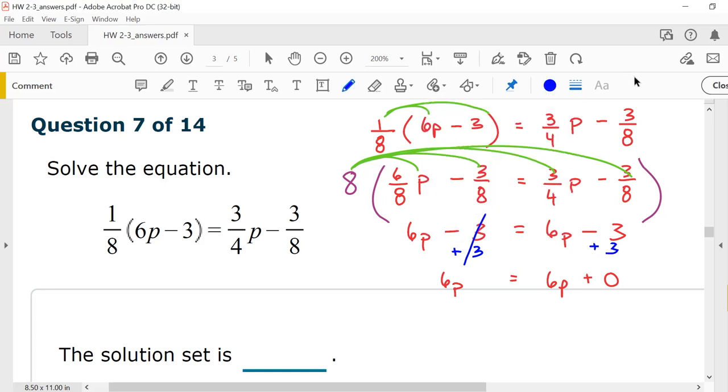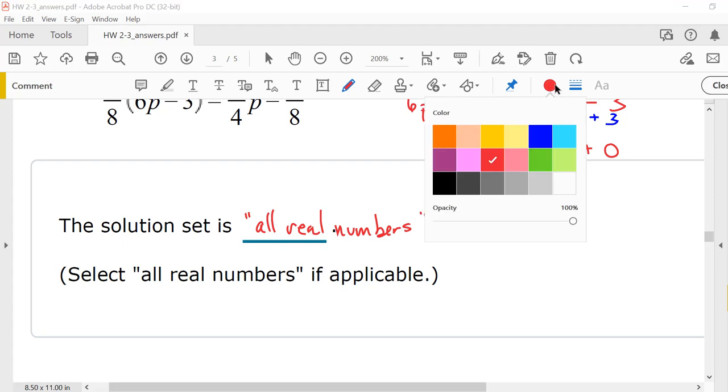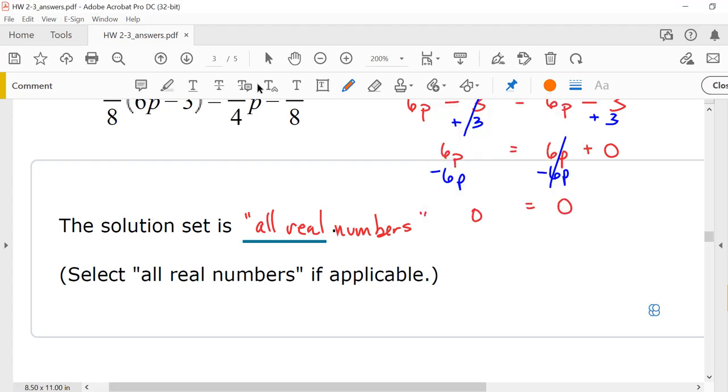Now I'm going to subtract 6p from both sides. And look what happens. 6p minus 6p is 0, and 0 is left on the right. So this is an identity. No matter what value I plug in for p, it will work. My variable disappeared, and I ended up with a true statement that 0 equals 0. So let's see. Select all real numbers if applicable. This answer is all real numbers. And that's because this equation is an identity.